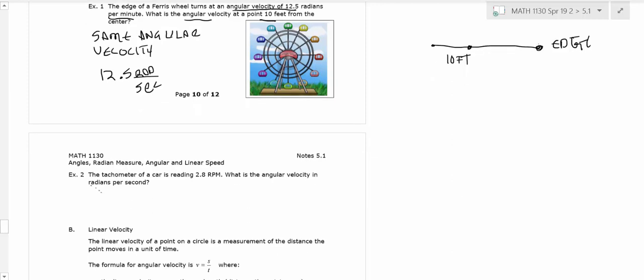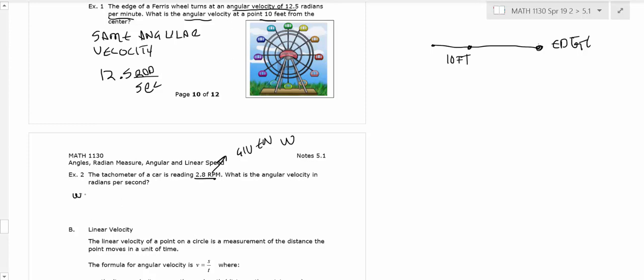So let's see. This one we're going to look at is example 2, on the next page. This says the tachometer is reading 2.8 RPM. We're going to find the angular velocity in radians per second. First of all, you always have to understand what you're given, and that's a big deal when you study physics: units tell you what you're given. If you're given RPM, that means you are given an angular velocity. Angular velocity is omega. If I give you radians per second, or revolutions per unit of time, I'm giving you an angular velocity.